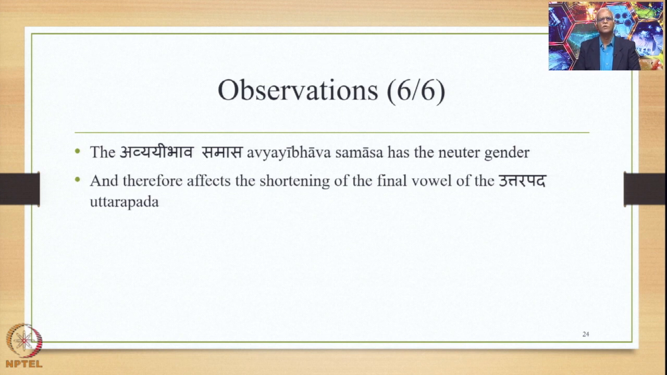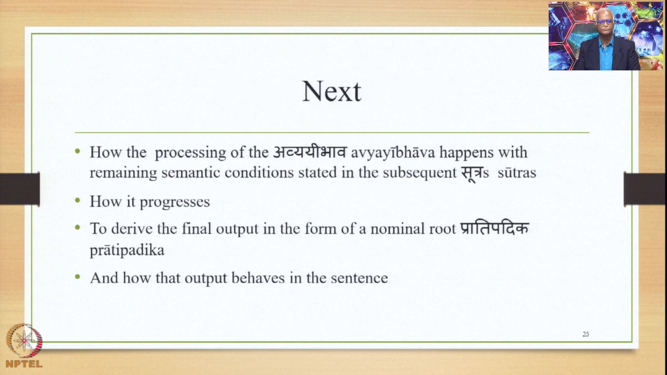This brings us to the close of the treatment and the study of 2.1.6, a big sutra in which several semantic conditions are stated. Next, we study how the processing of the avyayibhava samasa happens with remaining semantic conditions stated in the subsequent sutras, up to 2.1.21. How the process progresses to derive the final output in the form of a nominal root or pratipadika, and how that output behaves in the sentence. This is what we shall study next.